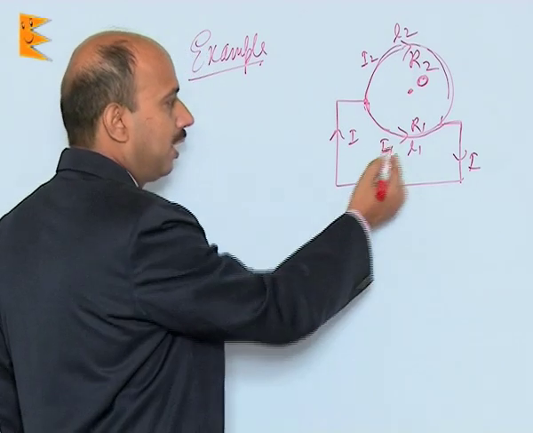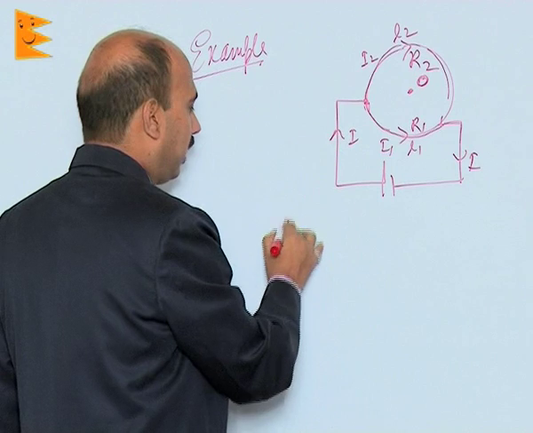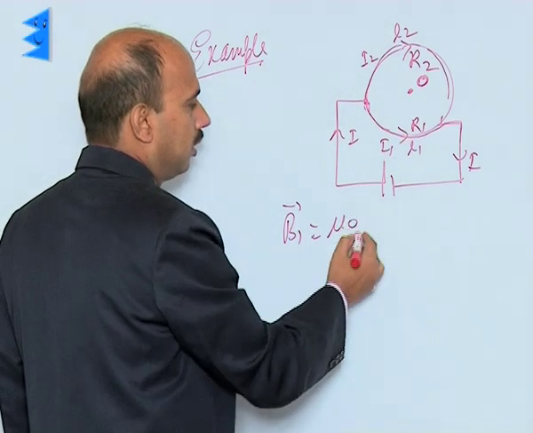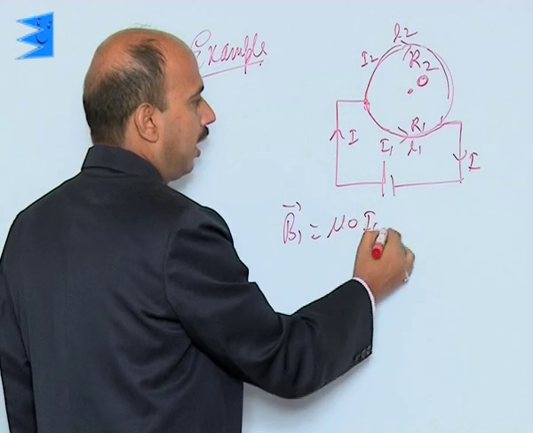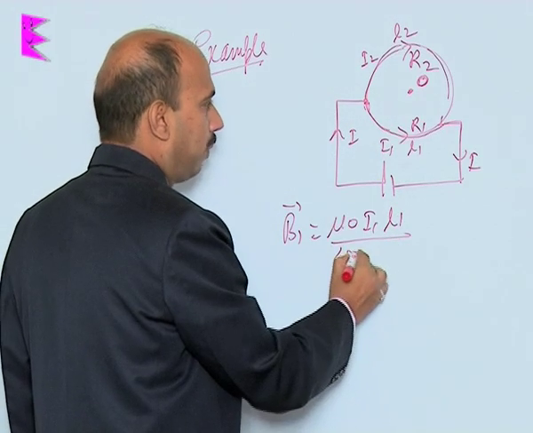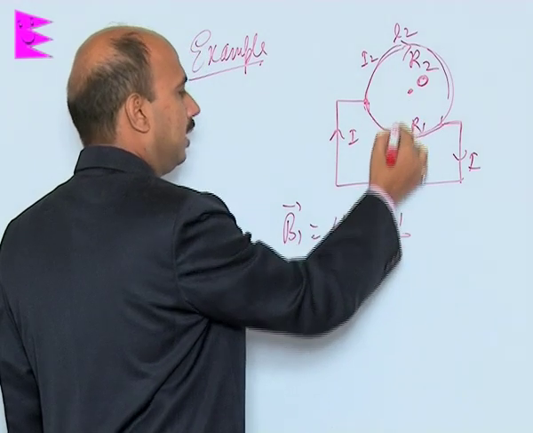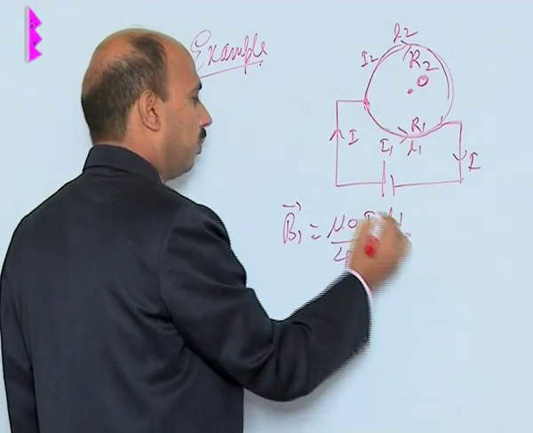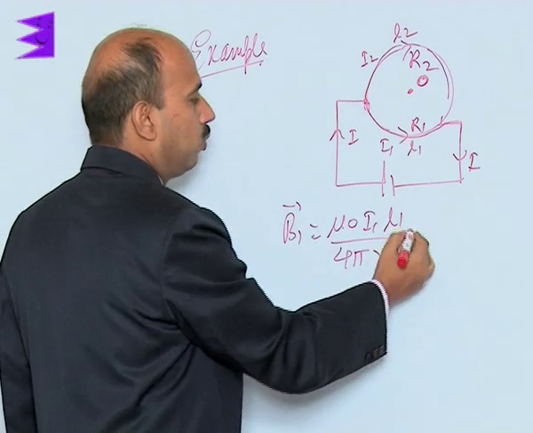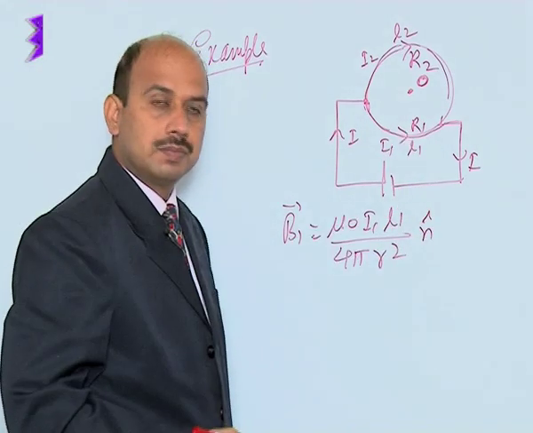So, see here, we can calculate the magnetic field due to the first part, that is B1 is equal to mu naught I1 L1 divided by 4 pi r square, where we take the radius as r, and due to this part the field is outward, so we can write n cap.